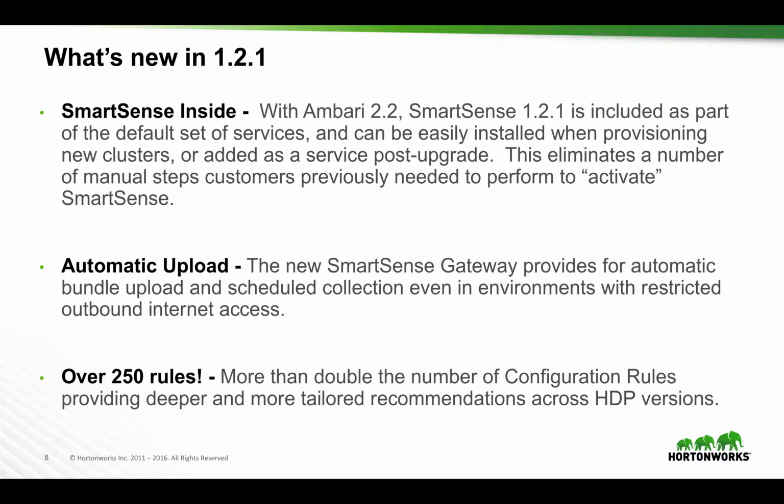So now we're going to talk about what's new in 1.2.1. First, Ambari 2.2 now includes SmartSense, so it's just an option that you choose either during initial cluster deployment or post-install. Second, we have a new component called the SmartSense Gateway. This gateway allows customers with complex network environments to easily and centrally upload bundles from each of the individual SmartSense deployments within their network. The third, we have over 250 new rules. This is a 4x improvement in rules from our initial release, and this has allowed us to cover both more components and more ground within those components, allowing deeper and more tailor-fit recommendations.